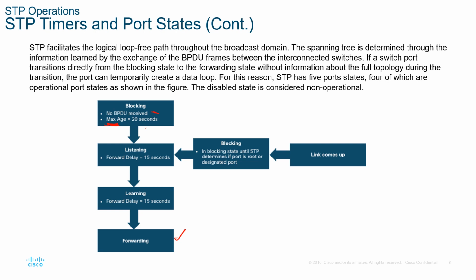Under forwarding state, the switch port is considered part of the active topology. The switch port forwards user traffic and sends and receives BPDU frames in the forwarding state. There is actually another state, which is the disabled state, but we consider it as non-operational.